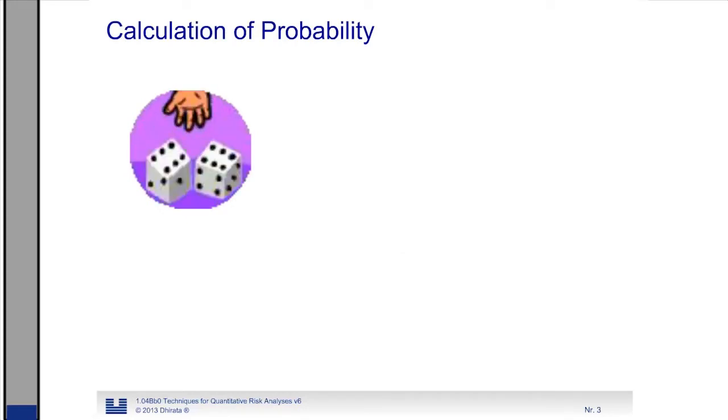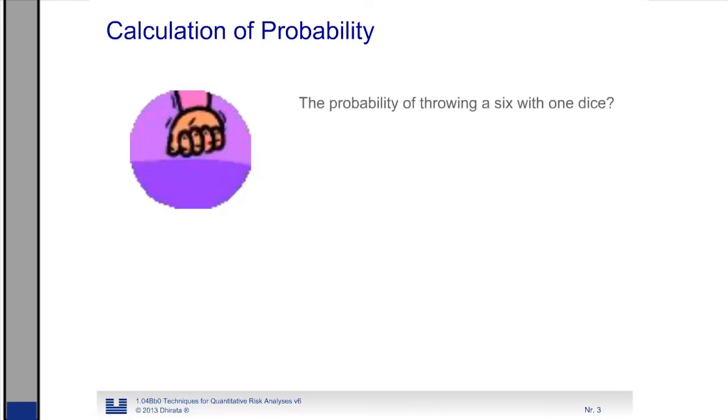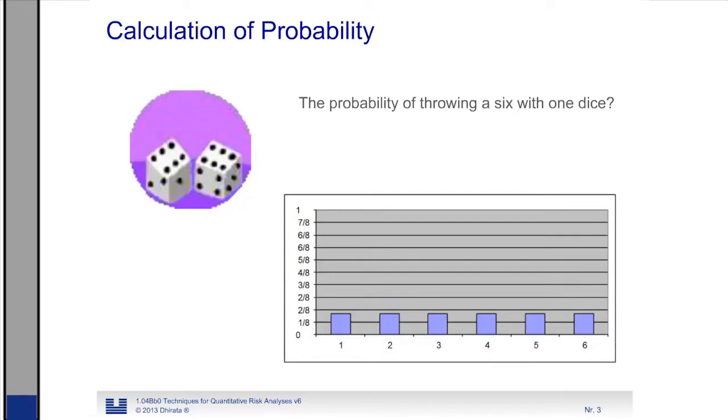Let me refresh your memory on probability. I have a question for you. What is the probability of throwing a 6 with 1 dice? In order to estimate this, we need to know something about the probability distribution. This is the probability distribution of throwing a fair dice, and we can see that each number has the same probability to occur.